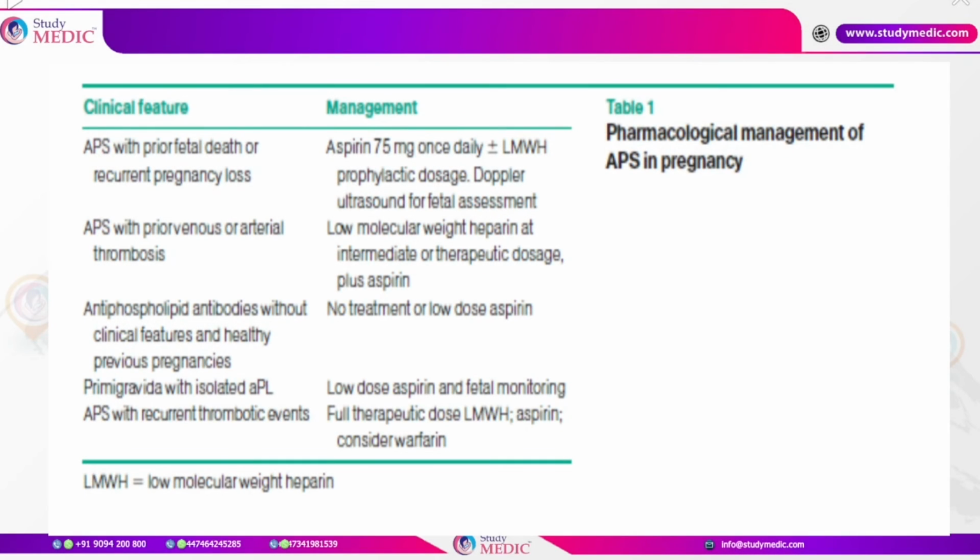If antiphospholipid syndrome with a prior fetal death or recurrent pregnancy loss is present, in that context, it is recommended to use aspirin and low molecular weight heparin. If the syndrome is with a prior venous or arterial thrombosis, then low molecular weight heparin at intermediate or therapeutic dose will be required. If antiphospholipid antibodies are without clinical features but there is a healthy previous pregnancy, no treatment is required. Only low dose aspirin is sufficient.